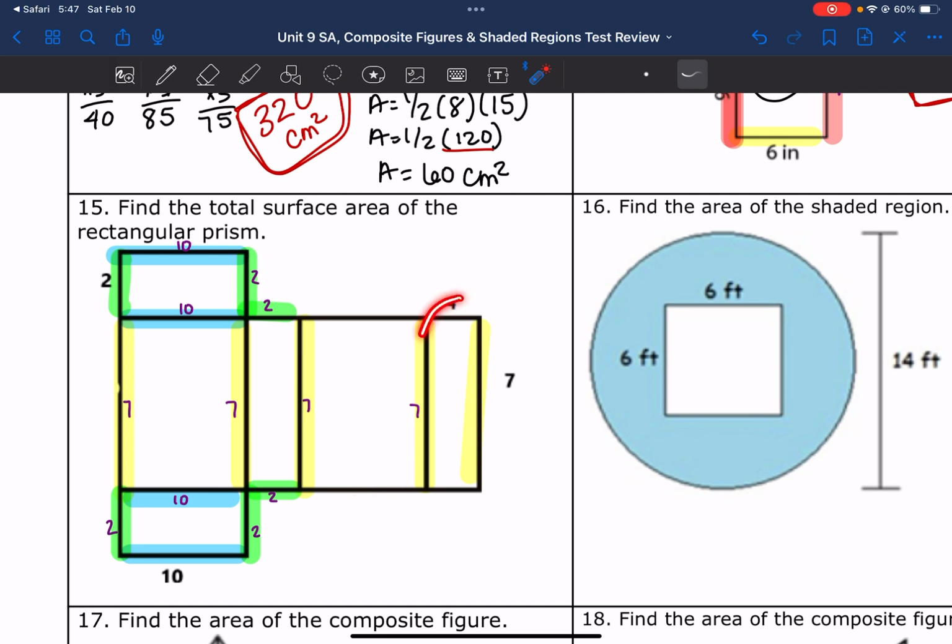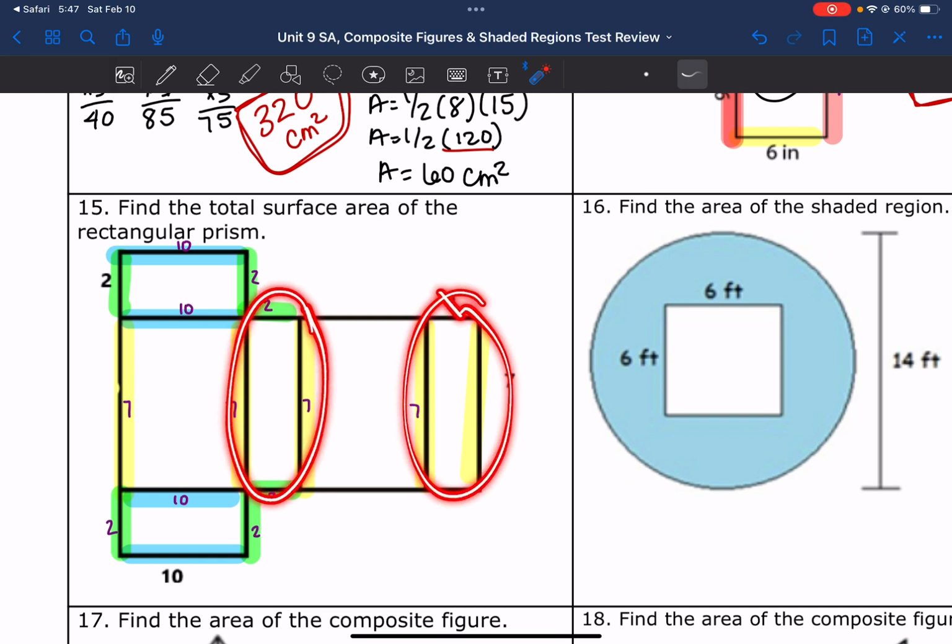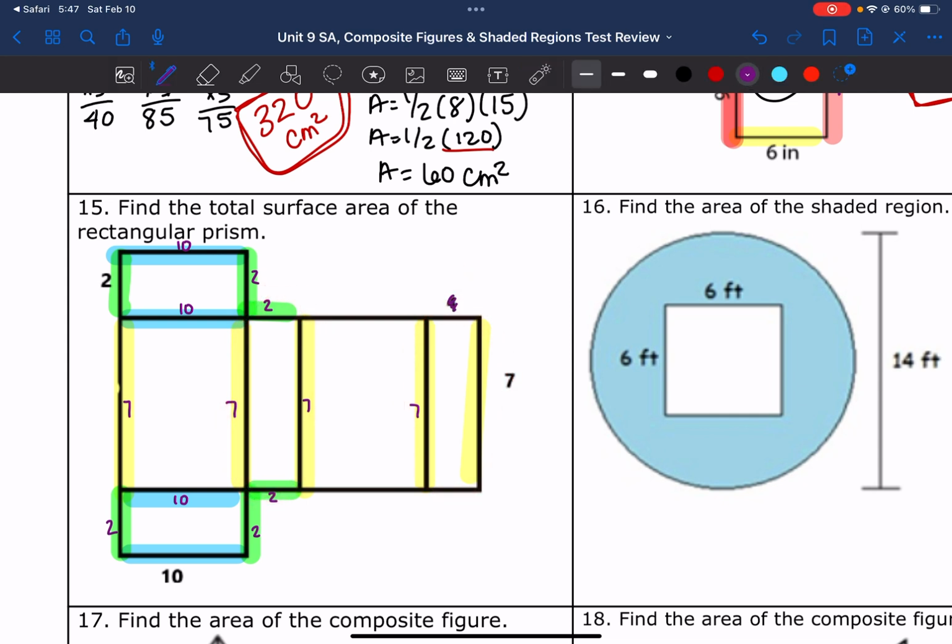Now, what's going to happen with this one? Well, this one is going to be sitting, again, remember, when you fold it, it's going to be parallel to this one. This is not 4, this is 2. Okay, so cross that out. That is 2. This is 2. This is 10. This is 10. I don't know what happened there. But anyways, let's continue.